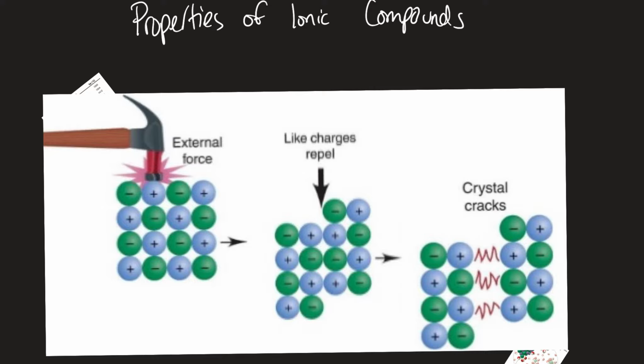Simply because the cations cannot stick together. They cannot be next to each other. In the same way, the anions cannot be stuck together. Because they're the same charges, they will naturally repel one another. And that's why cracks are typically formed within ionic compounds.